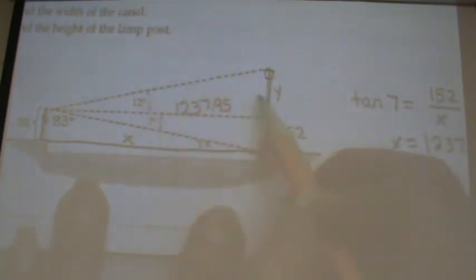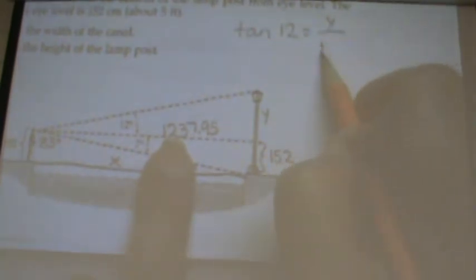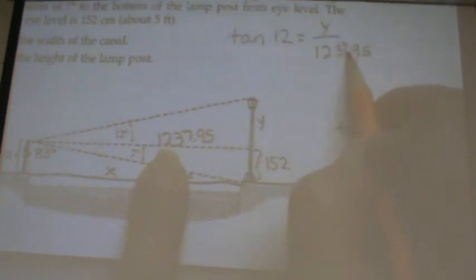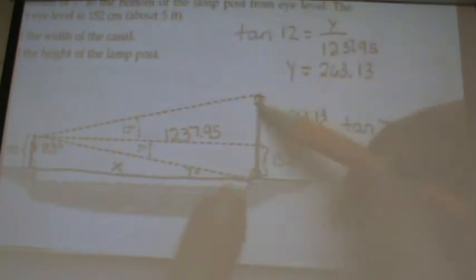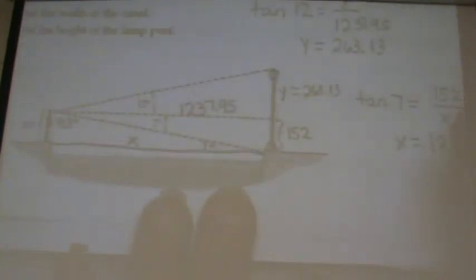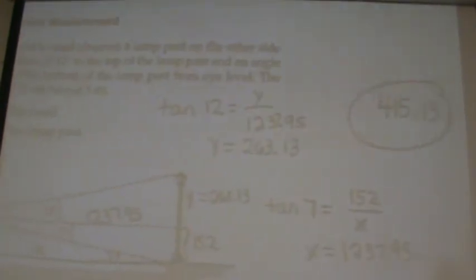We'll call that Y. So what we're going to do is use 12, Y, and that. So tangent of 12 is Y over 1,237.95. Cross multiply. Y ends up being 263.13. So this is 263.13. How would you figure out how tall this pole is? Add these two up. If you add those two up, you get 415.13. That is a typical ACT question.